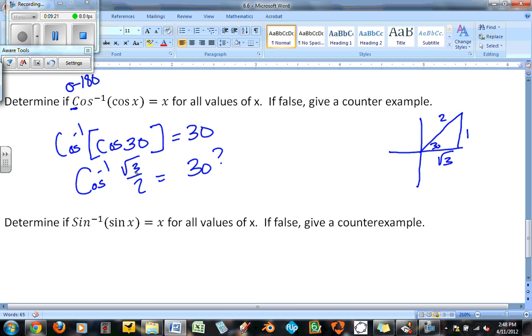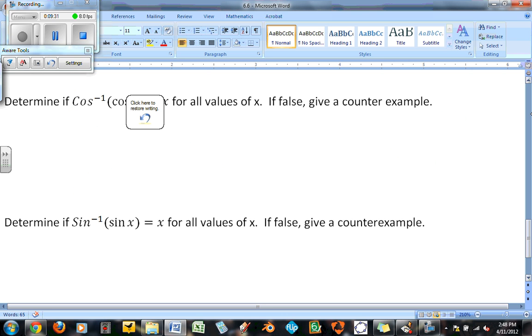The cosine inverse of square root of 3 over 2 is saying what angle has a trig ratio of positive square root of 3 over 2? Okay. So fair enough, we picked one there. What about 120?